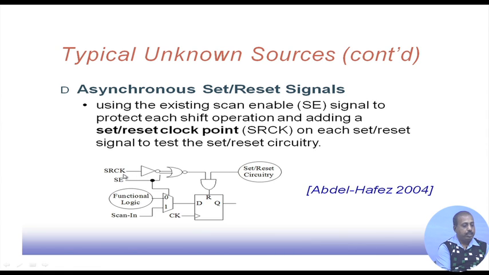However, if this SRCK is 0, you will get a 1 at this point, so you will get a 0. If we do not want this set reset circuitry to affect the operation, we can make this SRCK line 0. So if there are multiple SRCK lines, one for each set reset circuitry, we can test them separately.